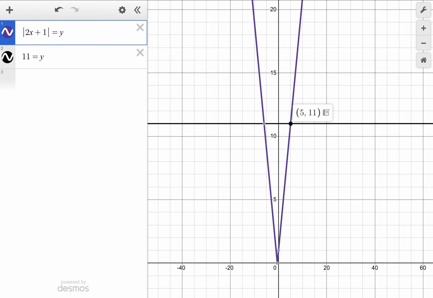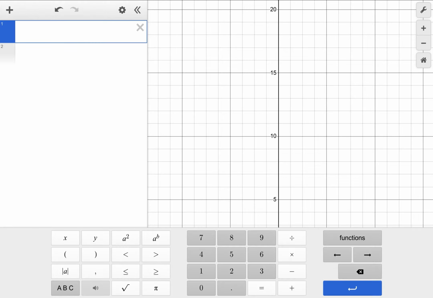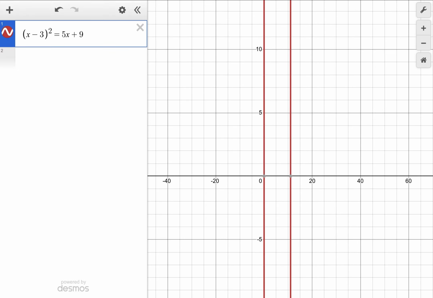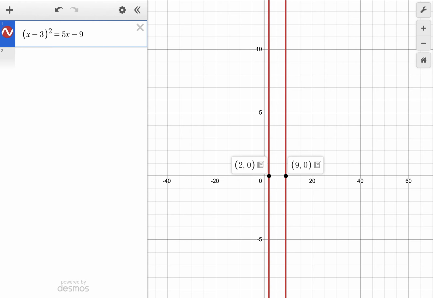Let's say you're given an example where you have (x minus 3) squared equals 5x minus 9. This is another case where, me personally, I prefer to just enter the equation right away because it gives you the lines anyway. It gives you these two lines, and all you have to do is look, those are the two solutions. So you have (x minus 3) squared on one side, and then 5x minus 9. You get x equals 2, x equals 9.